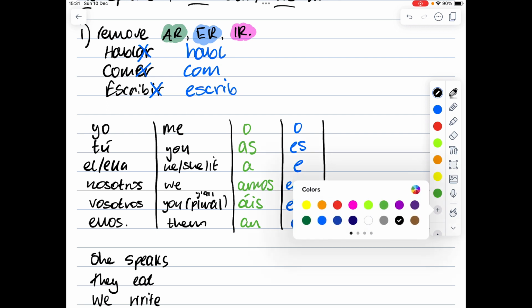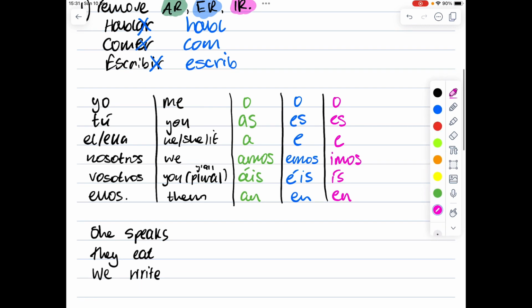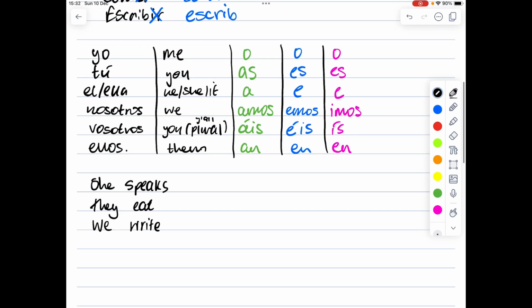We'll do pink. See if we can find pink. There we go. So it is again O, S, A. And then the two that are different are we and you, plural, and N. Okay, but the other four are the same. Only difference is for nosotros is imos, and then for vosotros or the you plural, it's ís with an accent on the I.